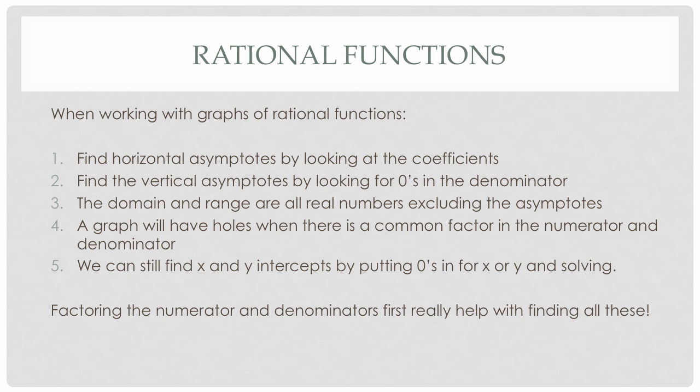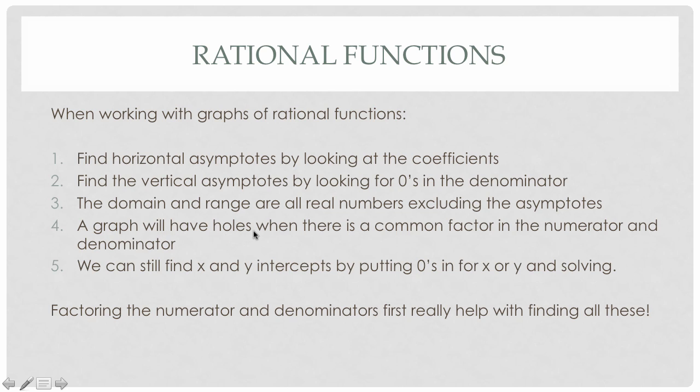All right, so we looked at rational functions and their graphs last week, looking at how you find horizontal asymptotes and vertical asymptotes. Again, one of the big ideas is we find the horizontal asymptotes by looking at the coefficients. If both the numerator and denominator have the same degree polynomial, then we just simply look at the coefficients of the leading degree term and we divide them. We find any vertical asymptotes by looking for which x values make 0 in the denominator. The domain and range are always all real numbers except for when we have any asymptotes.